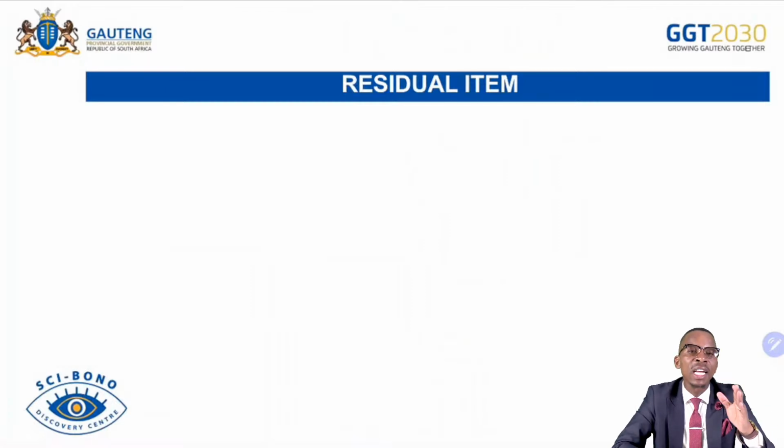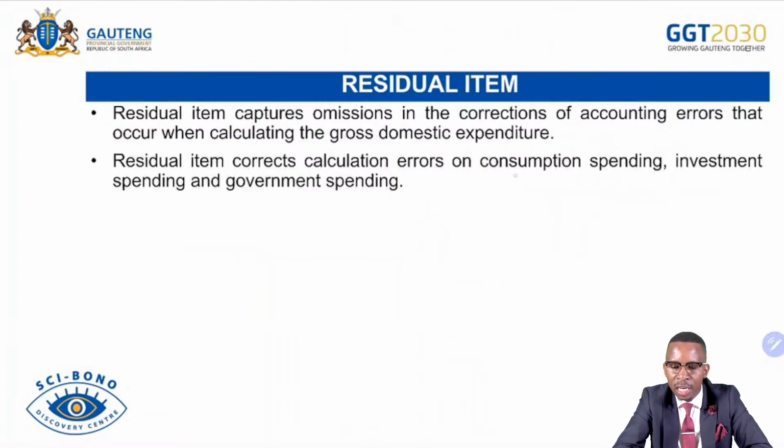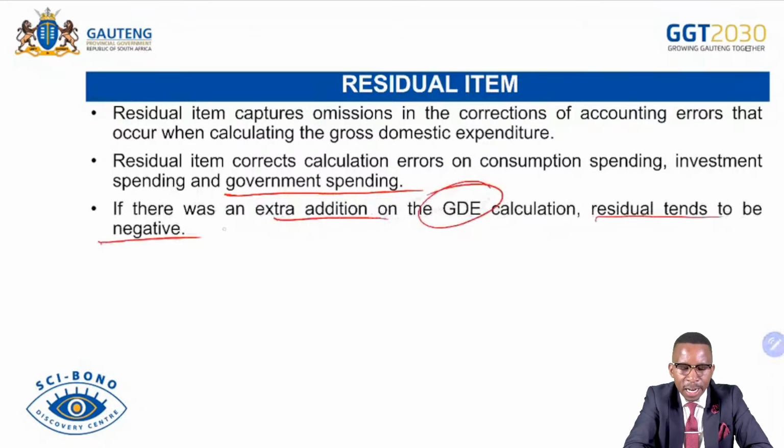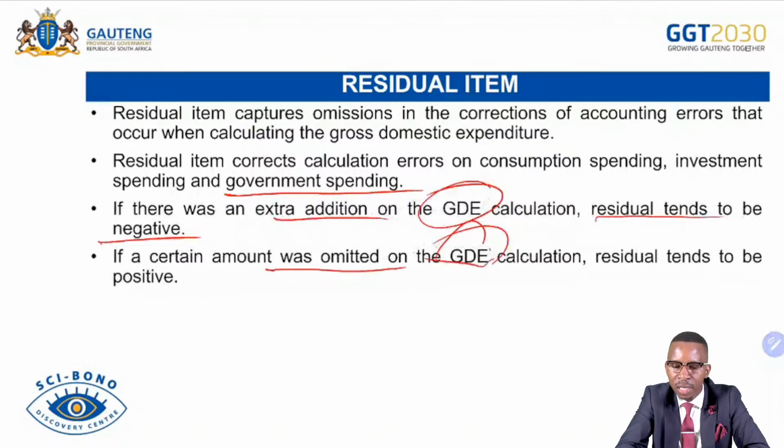So the residual item corrects errors or omissions that occur when we calculate the gross domestic expenditure. It captures omissions and corrections of accounting errors that occur when calculating the gross domestic expenditure. It corrects calculation errors on consumption spending, investment spending by business, as well as government spending. If there was an extra addition on the gross domestic expenditure calculation, the residual item will be negative because that amount must be subtracted. And if a certain amount was omitted, meaning by mistake the amount of money was not added in the calculation of GDE, then the residual will be positive, meaning it must be added.